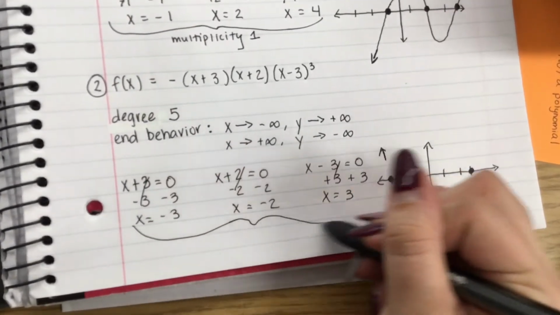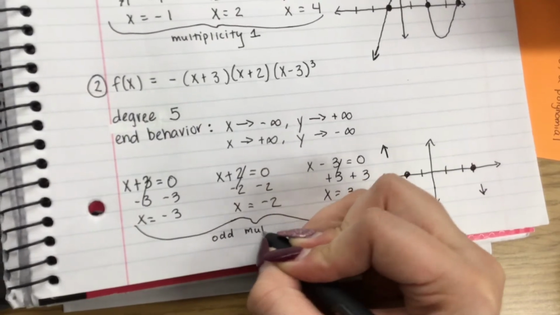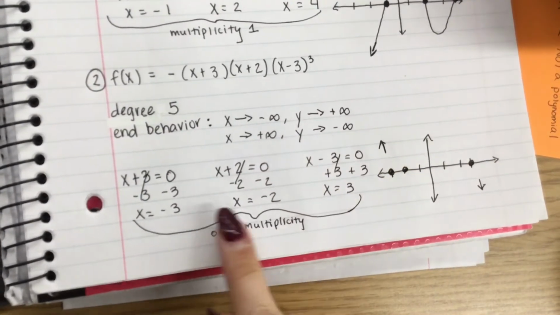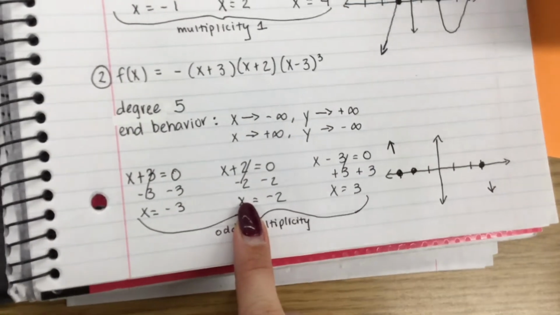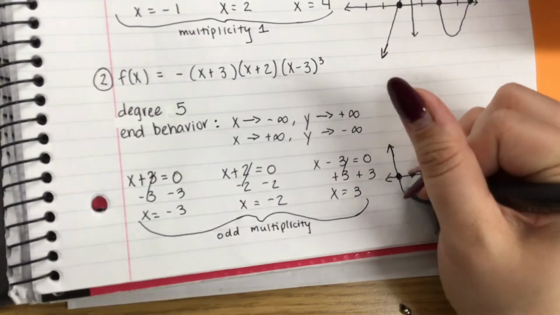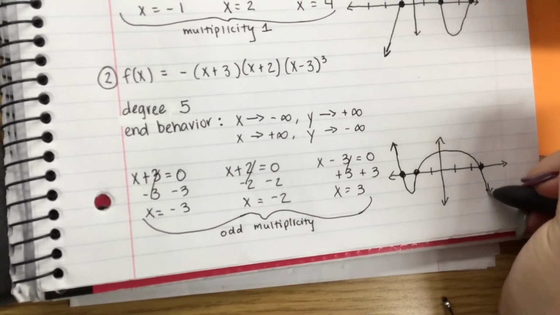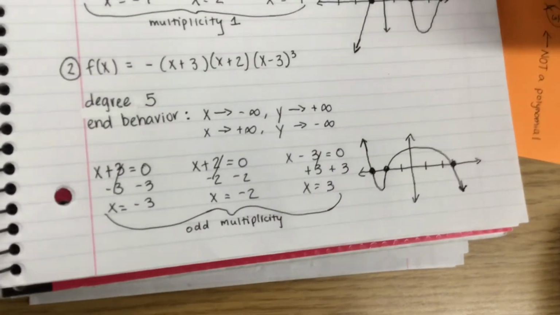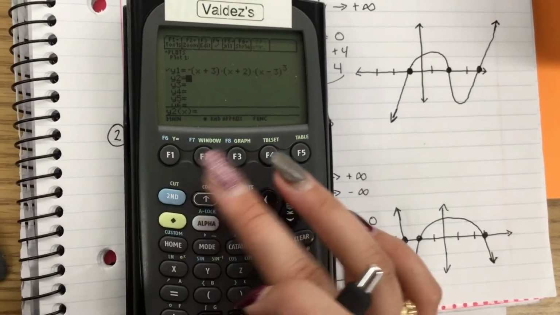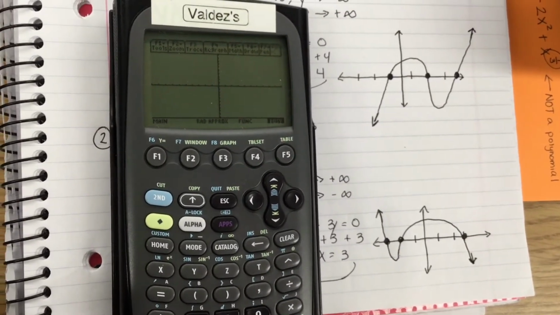Each one of these has an odd multiplicity. Even though that x minus 3 shows up 3 times, it's got multiplicity 3, these each have odd multiplicity. Both of those first ones have multiplicity 1, and the third one has multiplicity 3. So all of these pass through the graph. Now, this graph probably doesn't look like this. This graph looks super funky. So I'm going to plug this into my graphing calculator to see what it looks like.